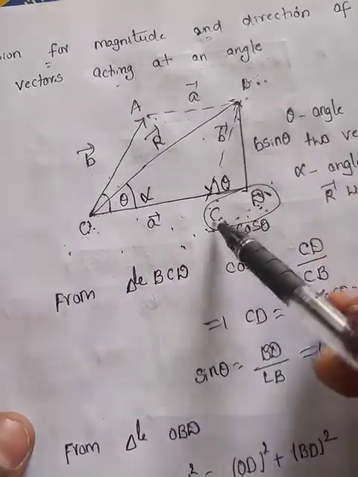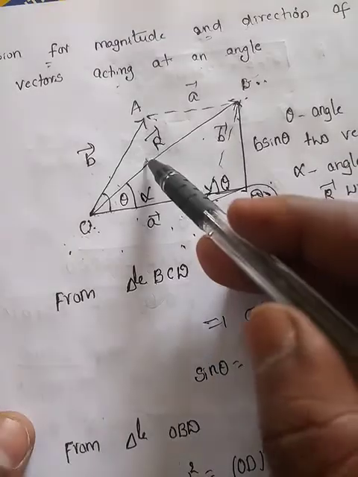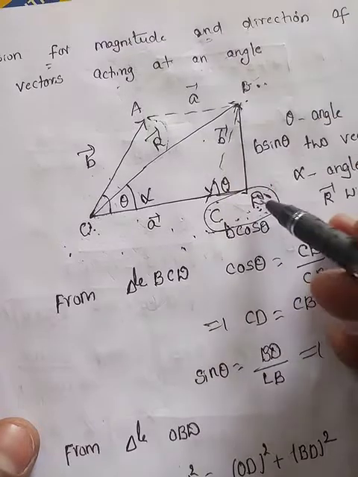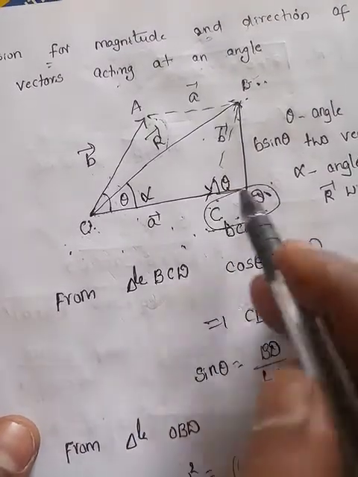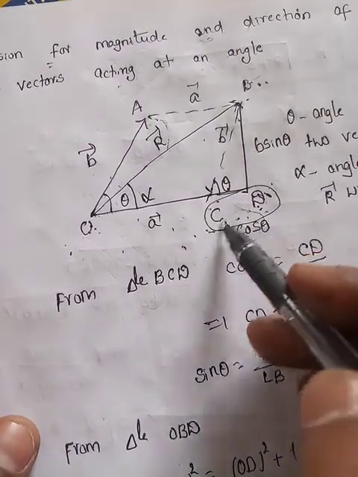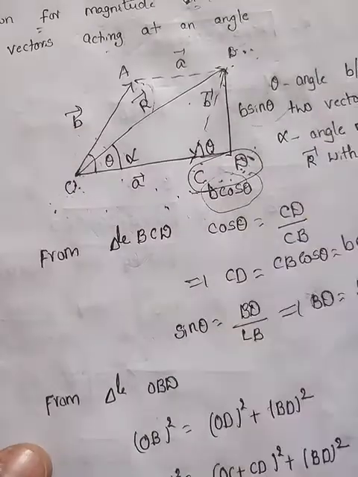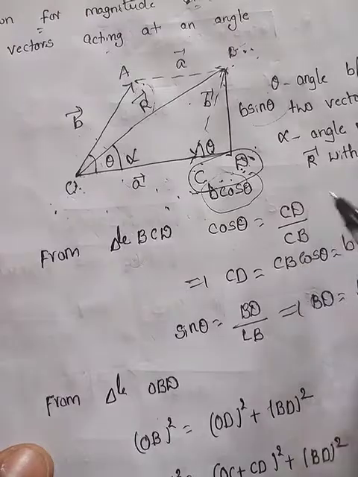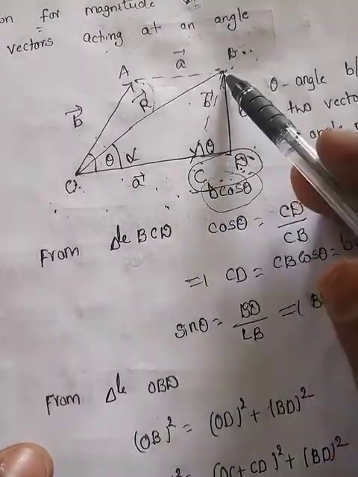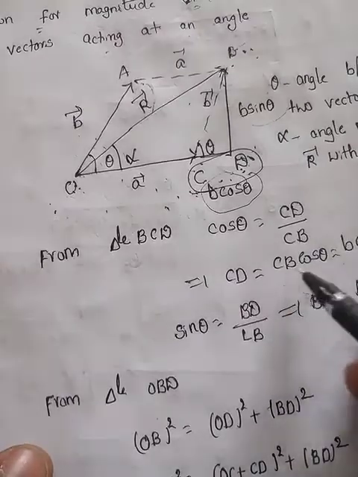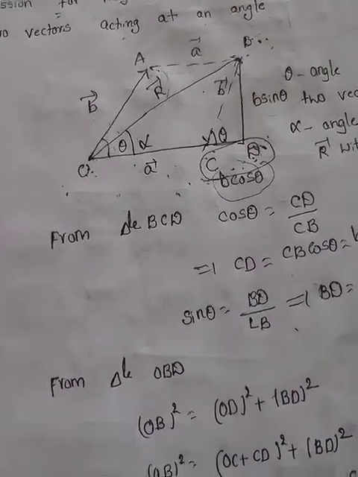Since OBC is not a right angle triangle, it is difficult to find R. For this, what did we do? We draw a perpendicular from B to D and extend it from C to D. Now, we need to calculate CD and BD. We got the triangle BCD. From that, cos theta is equal to adjacent side by hypotenuse. Adjacent side is CD, hypotenuse is CB. So CD is B cos theta. Similarly, BD is equal to B sin theta.